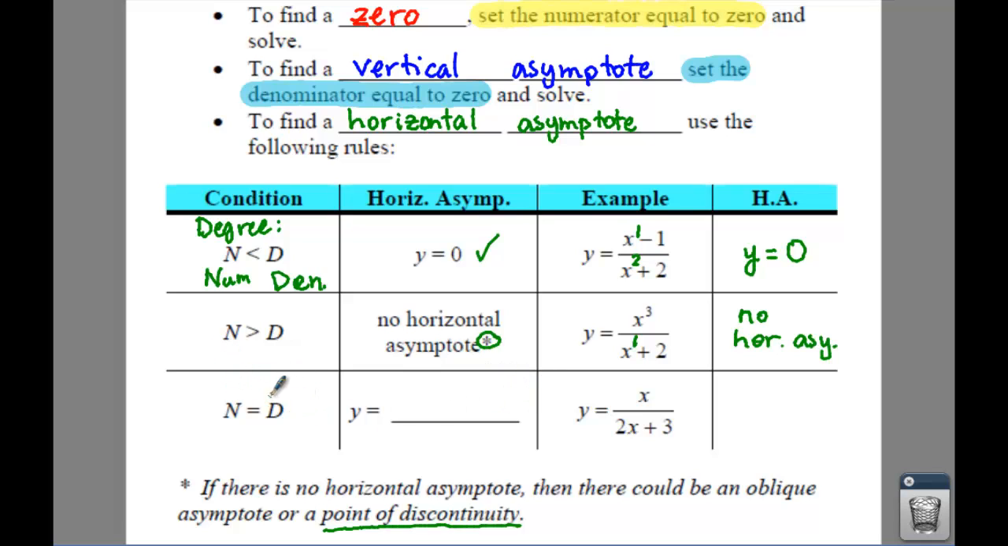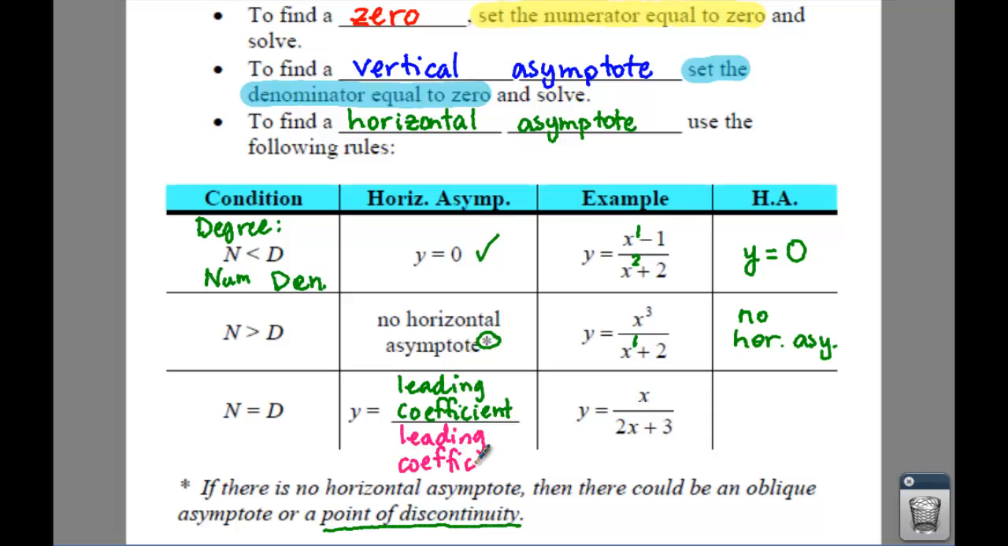Now, my favorite is when the degree of your numerator is equal to the degree of your denominator. In that case, you have to take the leading coefficient on top. Your leading coefficient is the coefficient in front of your highest degree. And you're going to take that leading coefficient and divide it by the leading coefficient of your denominator.